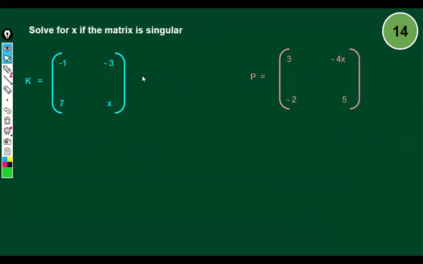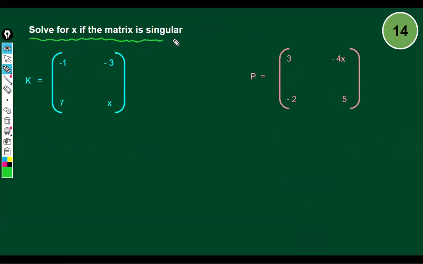Right, so this is how the question might come in the exam with regard to singular matrices. It's going to be a solve for X question. The question will come like this: solve for X if matrix K is singular, because the blue one is matrix K. So everyone take down the question.